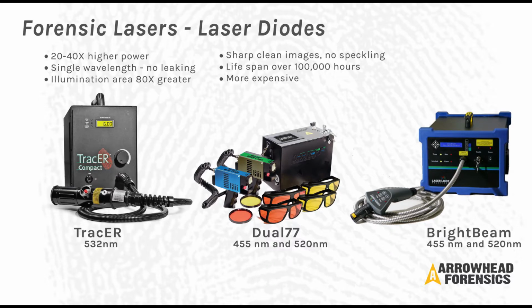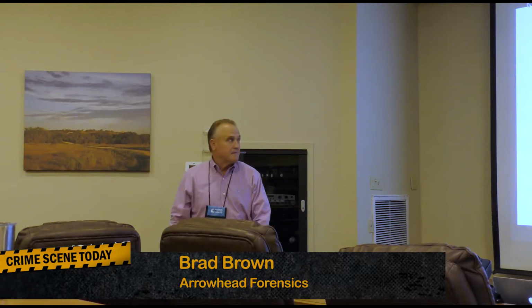The tracer has a laser diode. It's an optically pumped semiconductor laser, 20 to 40 times more power than any kind of LED. It's a single wavelength, like I mentioned, 532. There's no leaking. So when I talked about these LEDs having this big bell curve with outside light coming in, a laser diode is straight up, straight down. That's where we generate so much power out of it. There is no leaking. So when it's 532, it's straight deep 532.